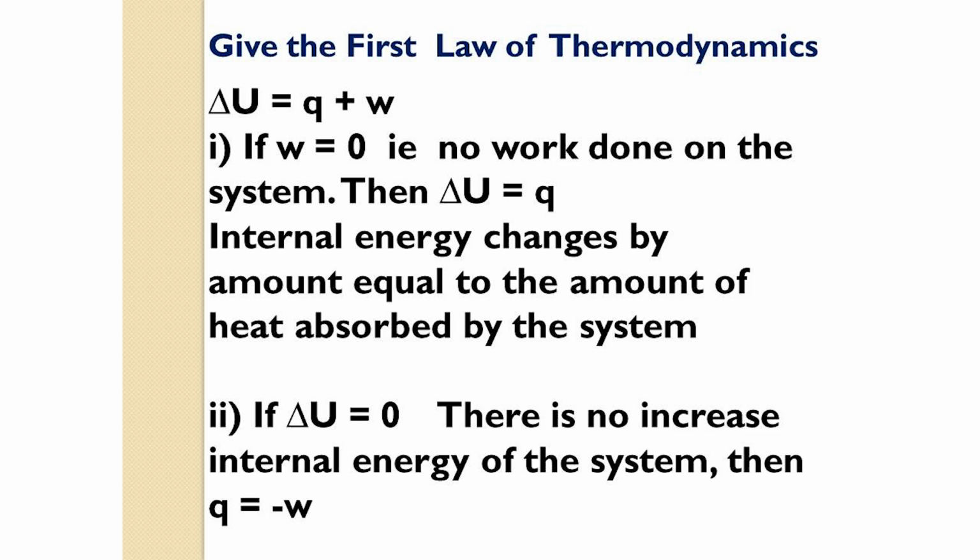Next condition, if delta U equal to 0, what about the term delta U? That is the change in internal energy. Delta U equal to 0, that is no change in internal energy. There is no increase in internal energy of the system. So, from the first law of thermodynamics, delta U equal to Q plus W. If delta U equal to 0, then Q equal to minus W. That is, work done by the system is equal to heat absorbed by the system.